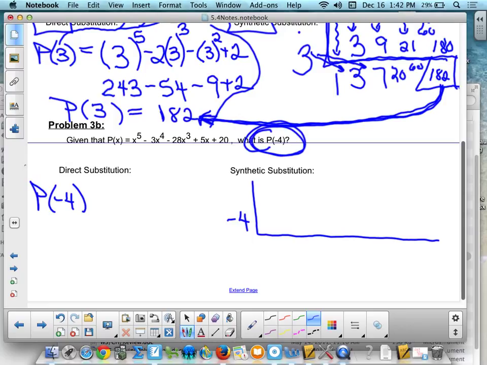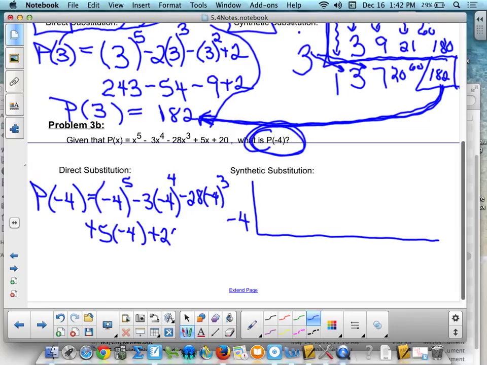Now, direct substitution without a calculator, you're in trouble. I'll show you why. -4 to the 5th power. Right there, doesn't that say you're in trouble? I don't think many of us can sit here and do that. Some of us probably could. 3 times -4 to the 4th minus 28 times -4 cubed plus 5 times -4 plus 20.